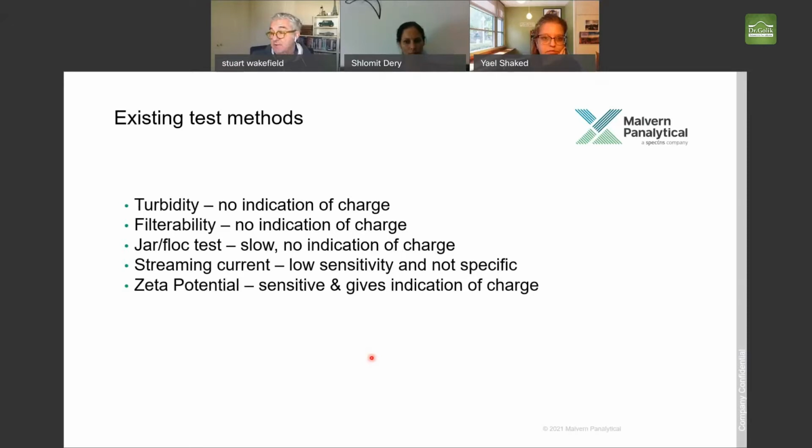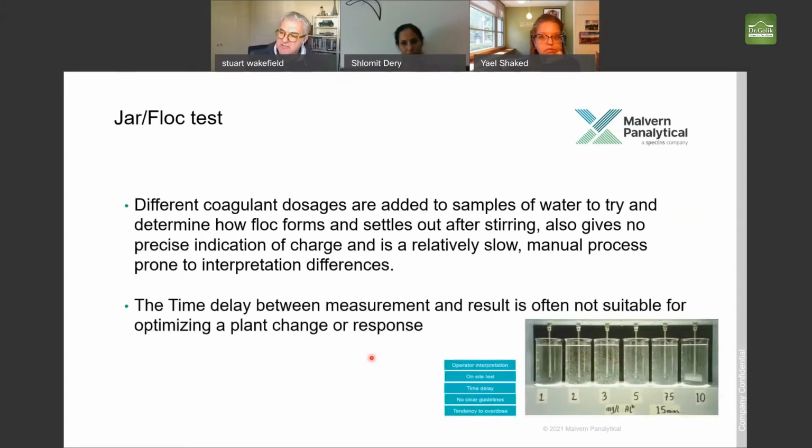And then the final tool is Zeta Potential, and this is what we're going to talk about a little bit today. And Zeta Potential is used more and more these days in optimizing flocculation tests, both laboratory or in process real time. It's a very sensitive technique, highly sensitive, gives a strong indication of the particle charge, and is very good at predicting what you need to do in advance based on other things. So it's highly desirable. So let's just have a look at that common jar or flock test.